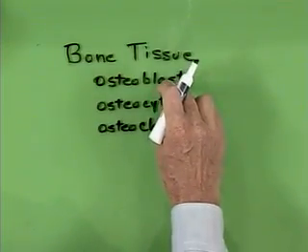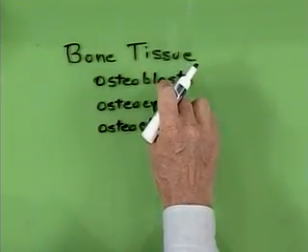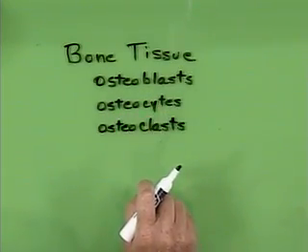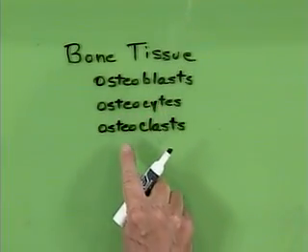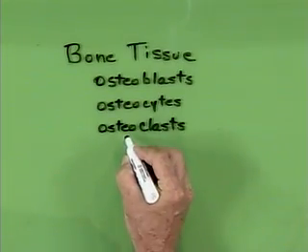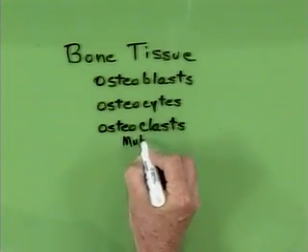So blast means forming. These are bone-forming cells. These are simply bone cells that sit in the tissue once it has been formed. And these are bone tissue reabsorbing cells, osteoclasts. These last ones are multinucleated.